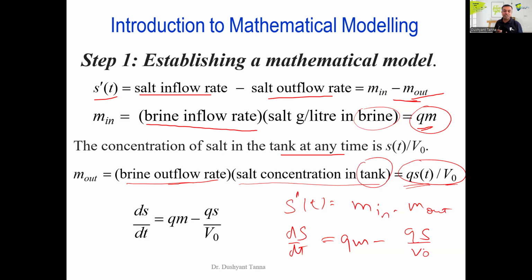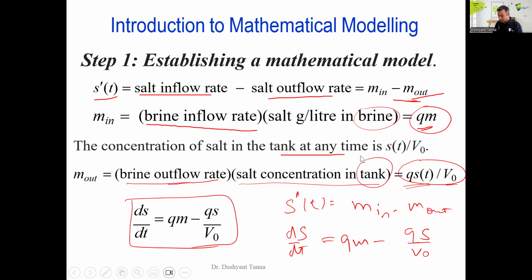Whenever we are writing a differential equation, we don't write that S is a function of T. So you call it S or S of T, it is the same thing. But you wouldn't prefer to write it like this, otherwise you might mistake it for S times T. So we just write S, and we know that S is a function of T. So we got our differential equation. ds by dt is equal to qm minus qs over v0.